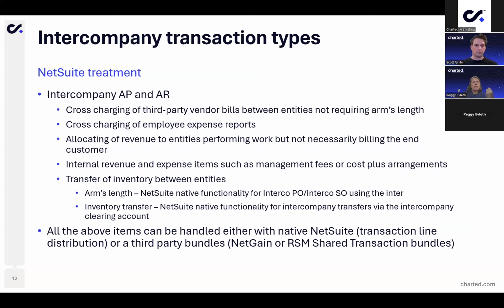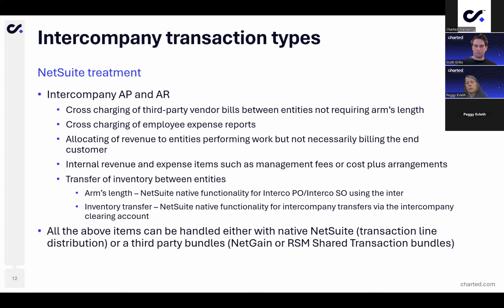Here for revenue and expense items where you don't require arm's length transactions, do it as a journal entry at the end of the month. If it's an arm's length transaction, you are going to do an invoice and create it as a vendor bill. Again, that can be automated one of two ways for the vendor bill.